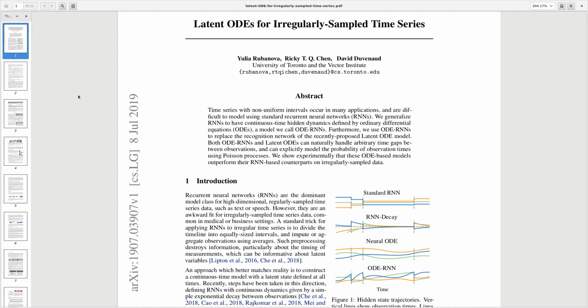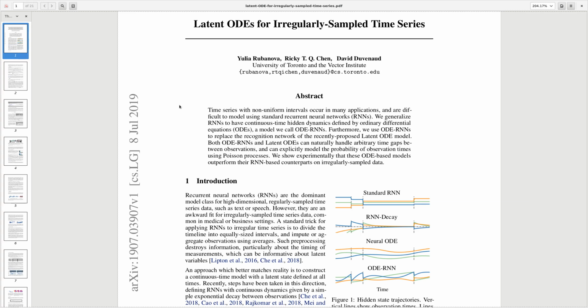A model we call ODE-RNN. Furthermore, we use ODE-RNNs to replace the recognition network of the recently proposed latent ODE model. Both ODE-RNNs and latent ODEs can naturally handle arbitrary time gaps between the observations and explicitly model the probability of observation times using Poisson processes. We show empirically, experimentally, that these ODE-based models outperform their RNN-based counterparts on irregularly sampled data.